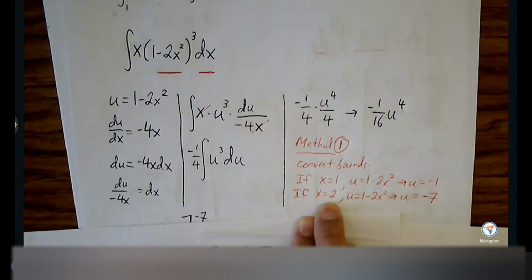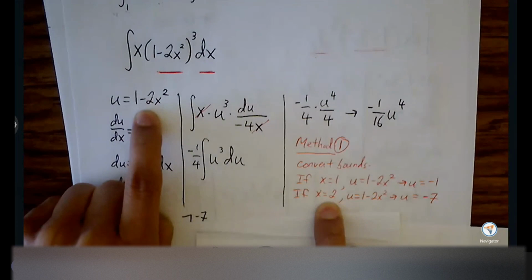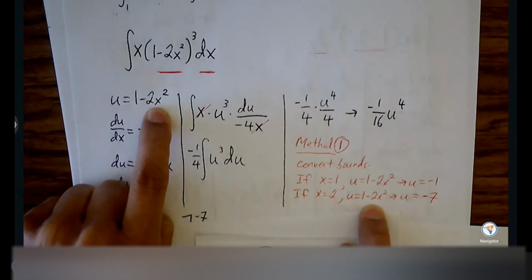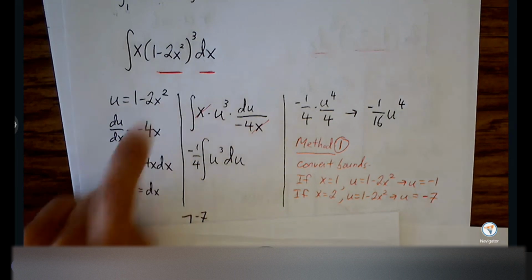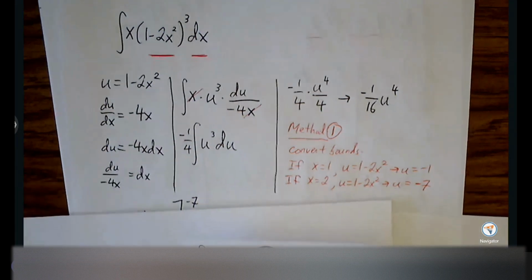My original upper bound was 2. I'm going to push it through this formula here, replace 2 in for x. I get 1 minus 2 times 2 squared. That's 1 minus 8, which is negative 7. So now my adapted upper bound is negative 7. Okay, any questions so far?